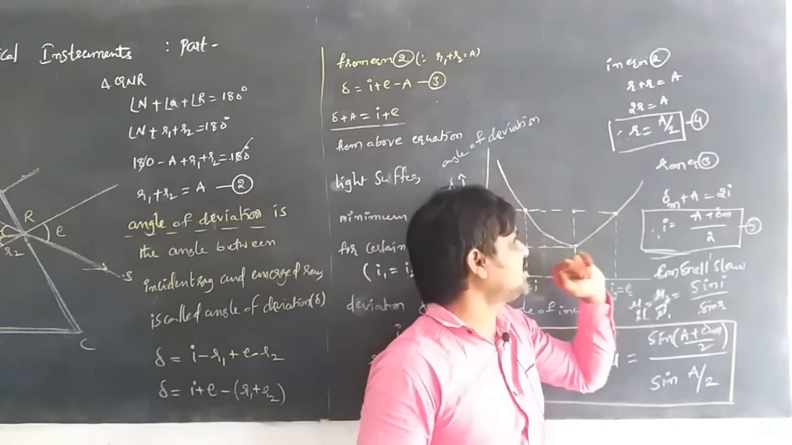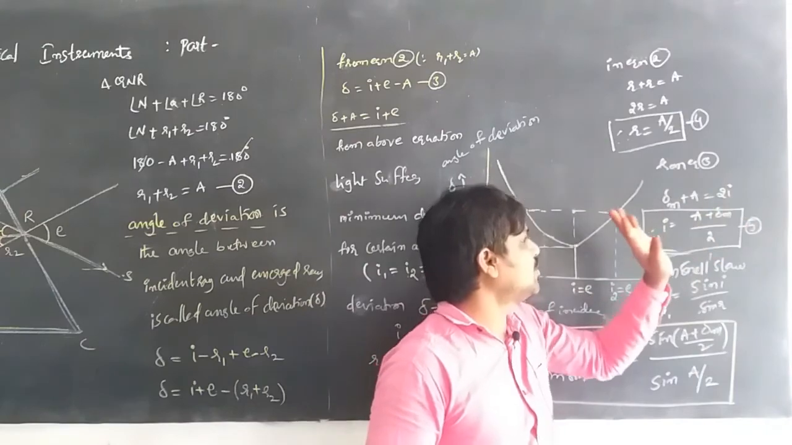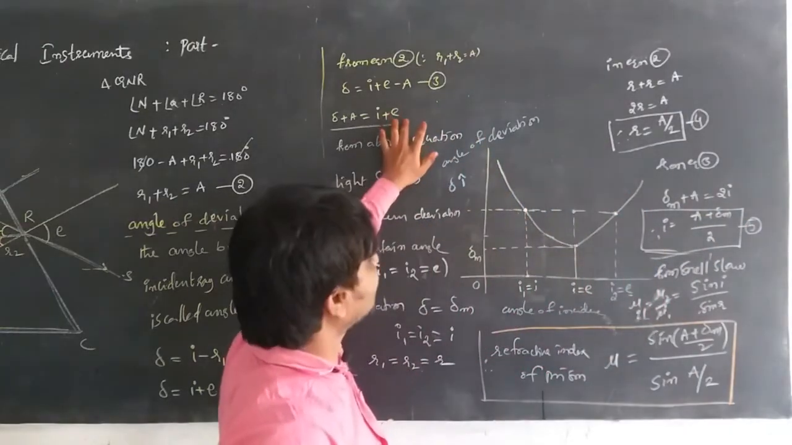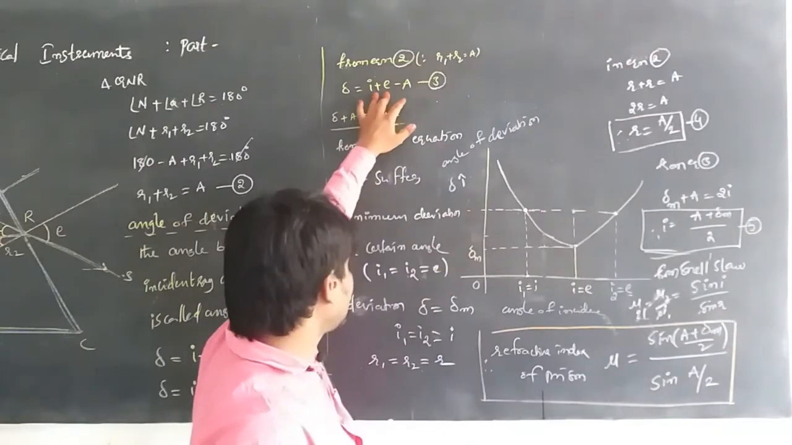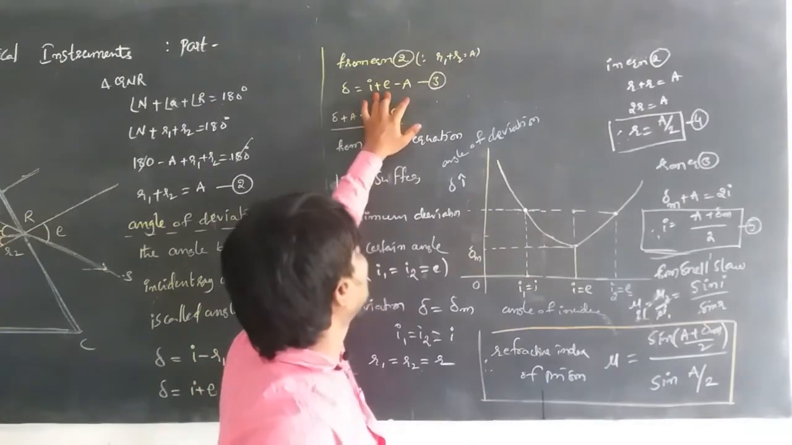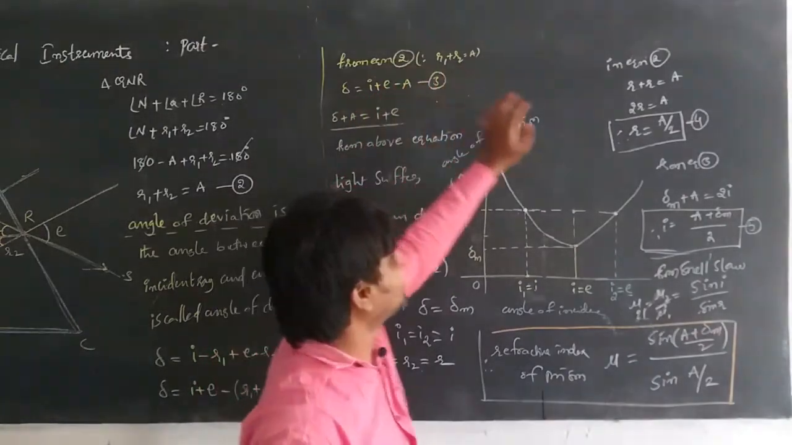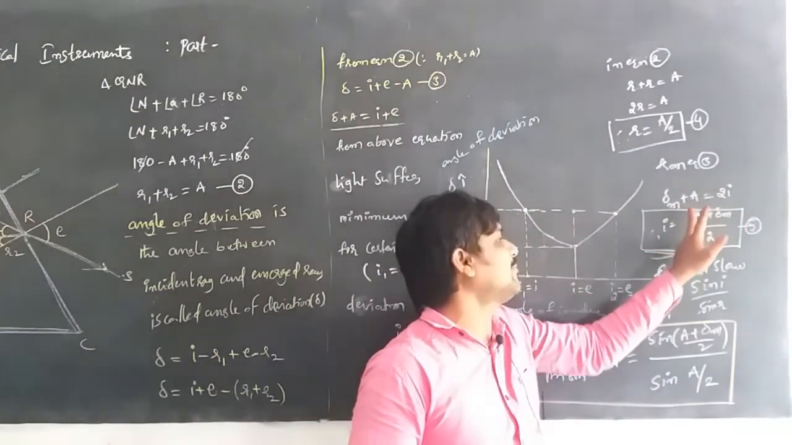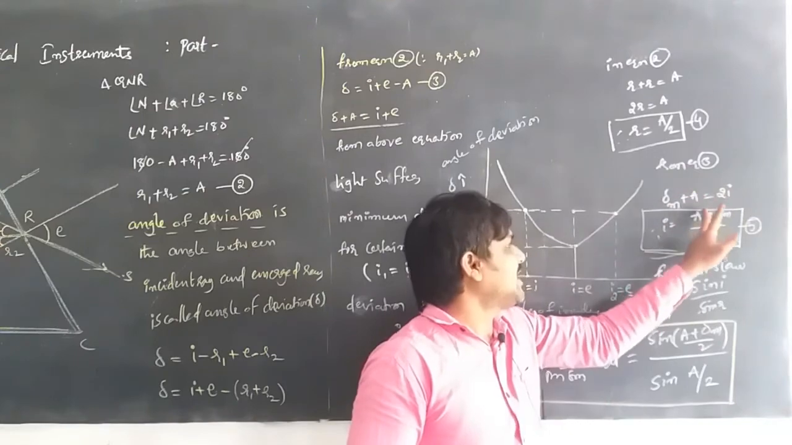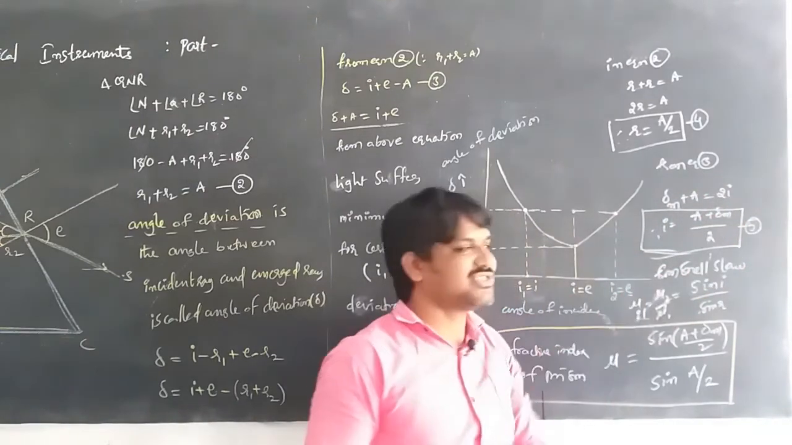From the third relation, delta M plus A is equal to I plus E. In this relation, if we substitute that both are the same, I plus E is equal to I plus I, that is 2I. So delta M plus A is equal to 2I, and I is equal to (A plus delta M) by 2. This is the incidence angle.